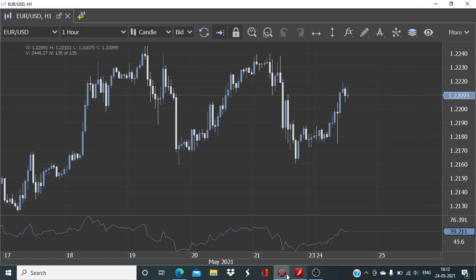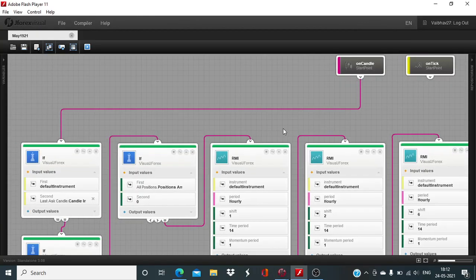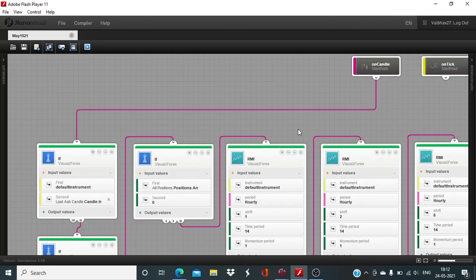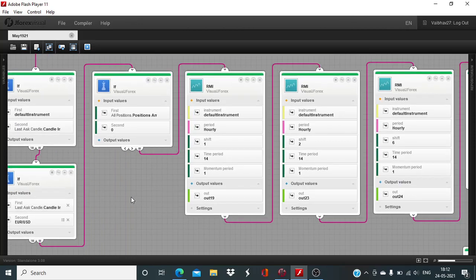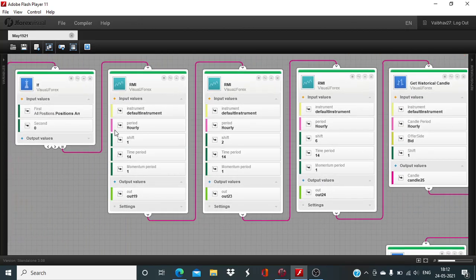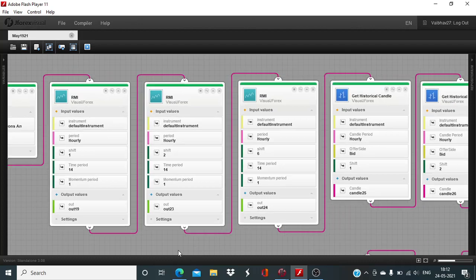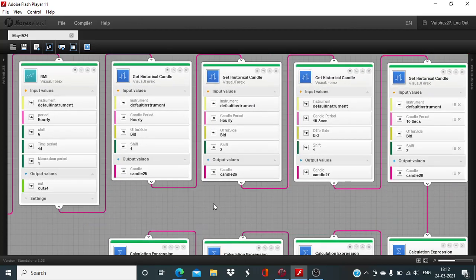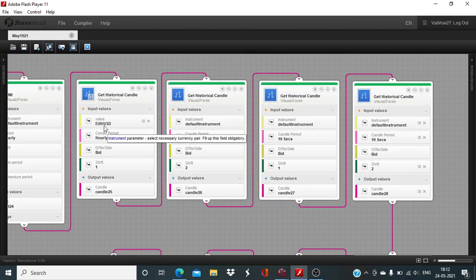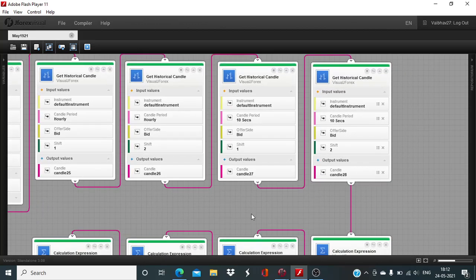So now we go back to the Visual JForex board. This is the setup done so far, and in the prior session the instrument subscription was done, the position amount was defined at 0. Then I got these RMI blocks of the hourly time frame with the look back period of 1, 2 and 6 respectively. We are also relying on the hourly candle, get historical candle of 1 hour time frame, to look at the price action immediately prior to the execution of the trade.